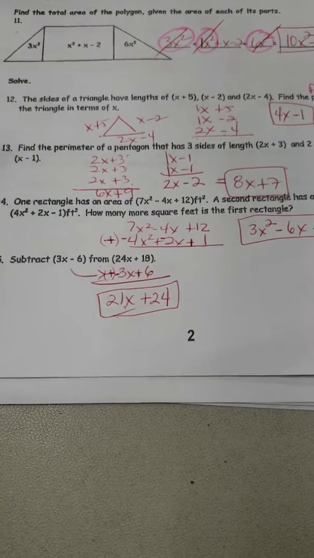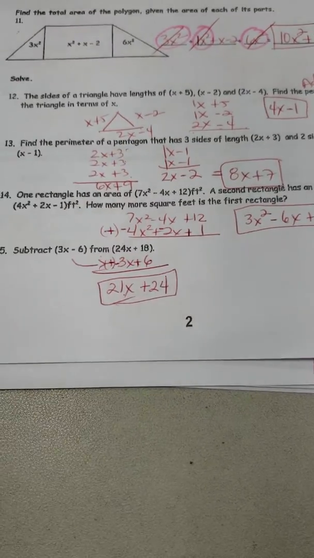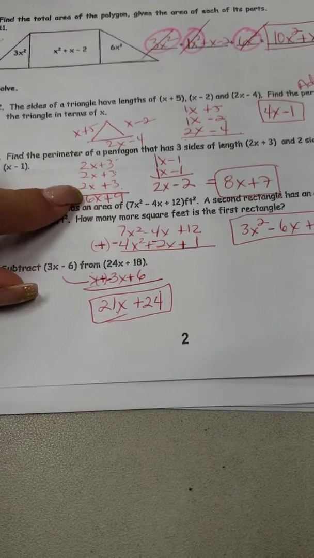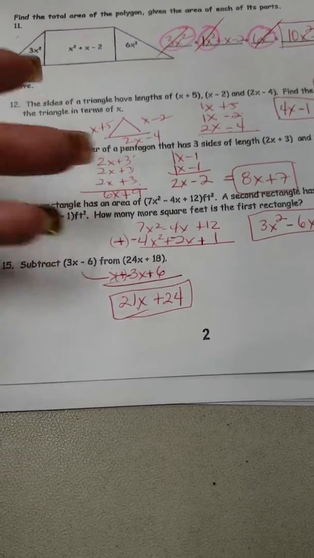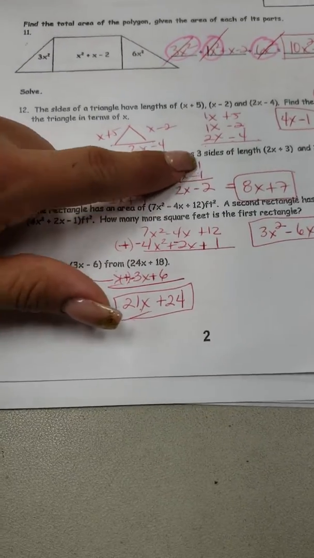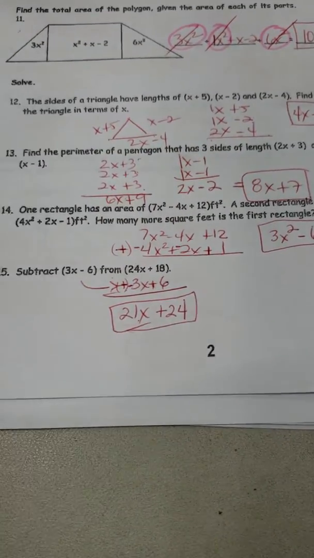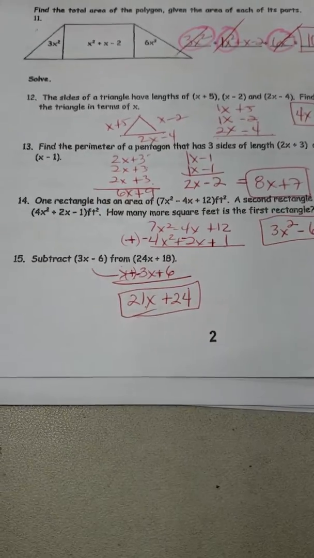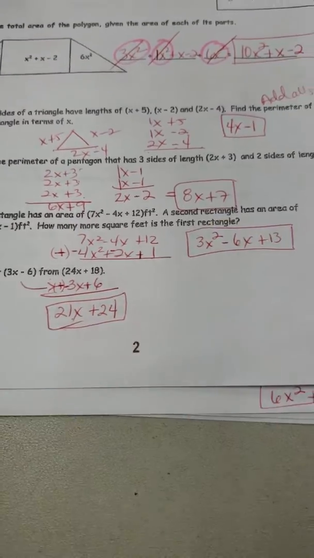Same thing on number 13, except that it's a pentagon, so it's 5 sides. 3 of those sides are 2x plus 3, so we wrote it out 3 times. And then 2 of those sides are x minus 1, so we wrote that twice. We got 6x plus 9 and 2x minus 2, and together they give me 8x plus 7.